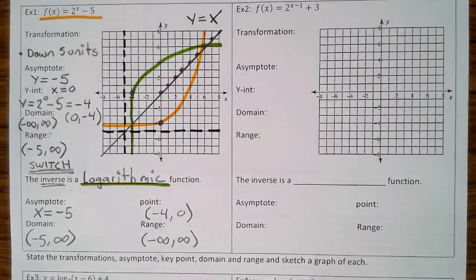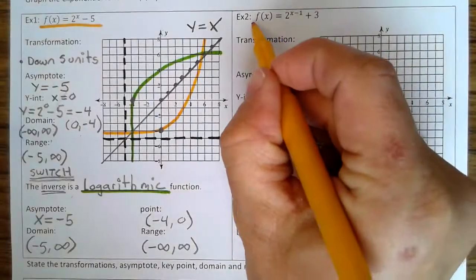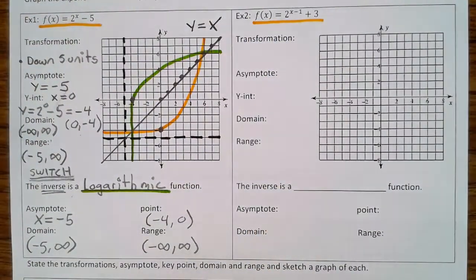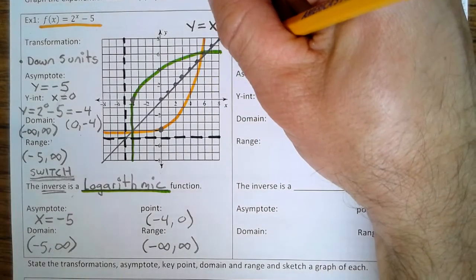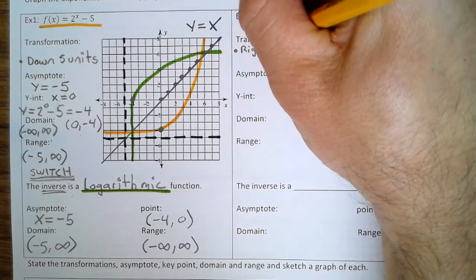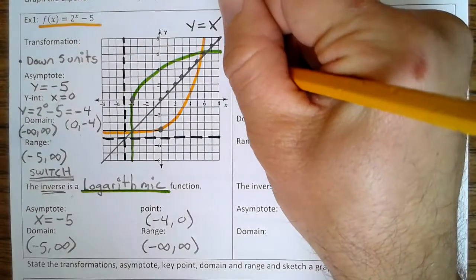All right, so now let's take a look at example 2. Again, we're going to graph this in yellow. But before we do that, let's find the transformations. So the transformations are right 1 unit, and up 3 units.